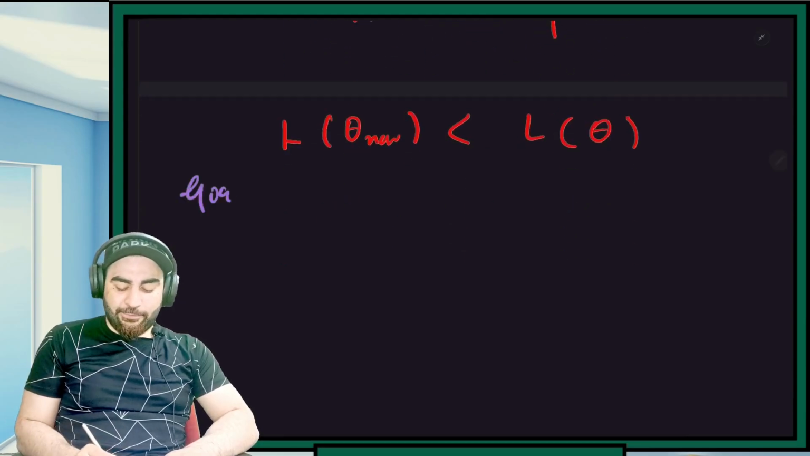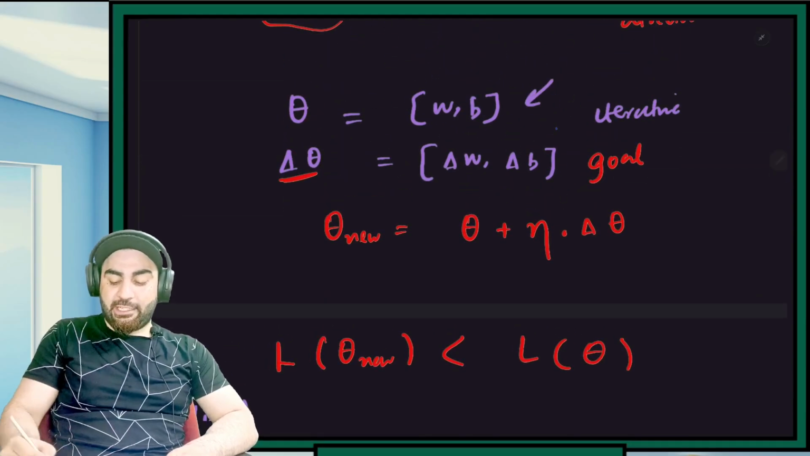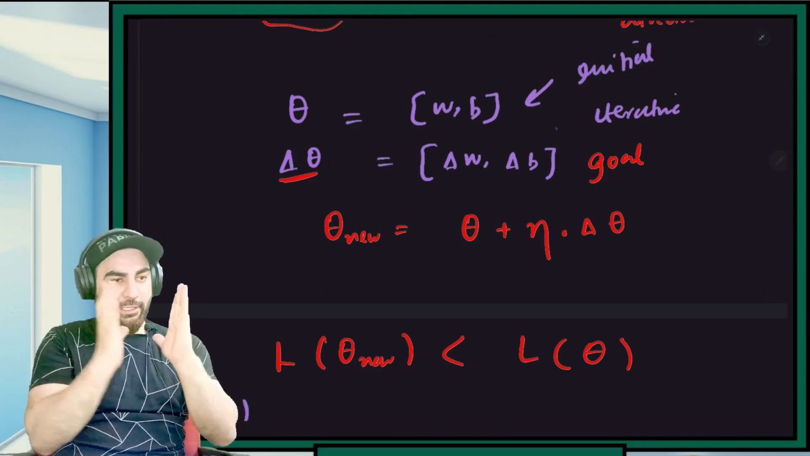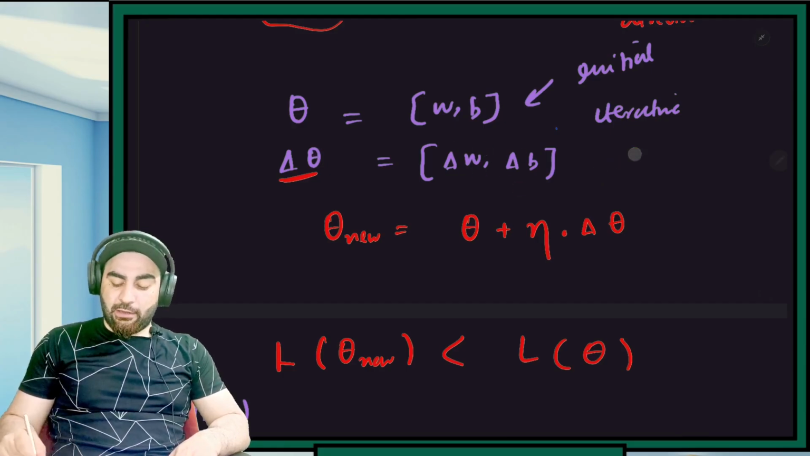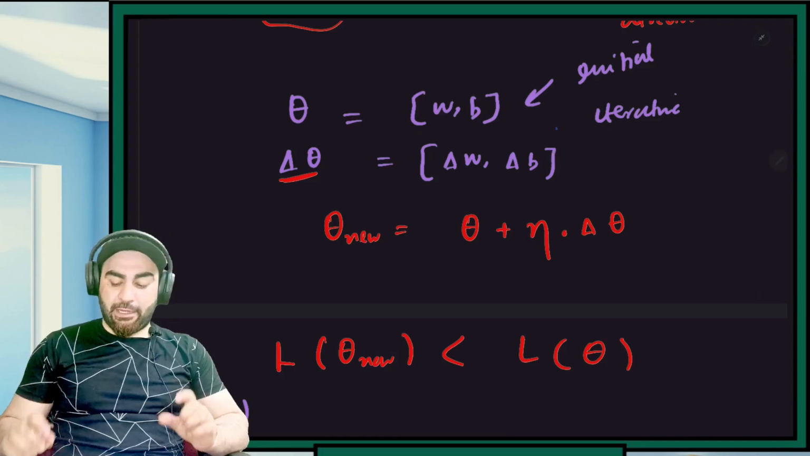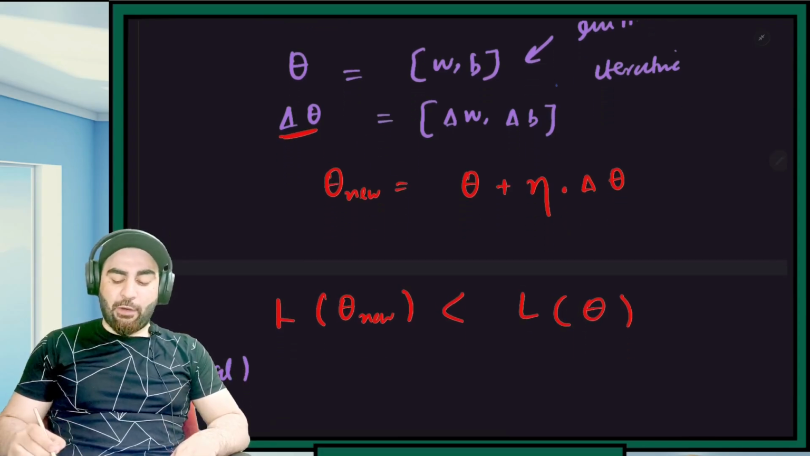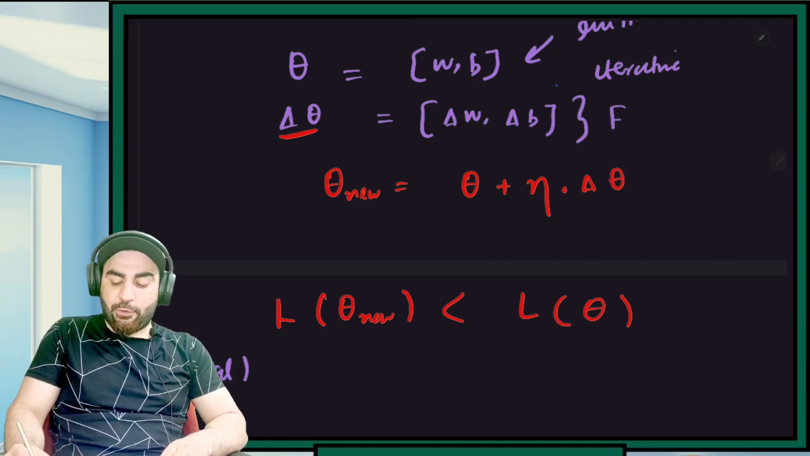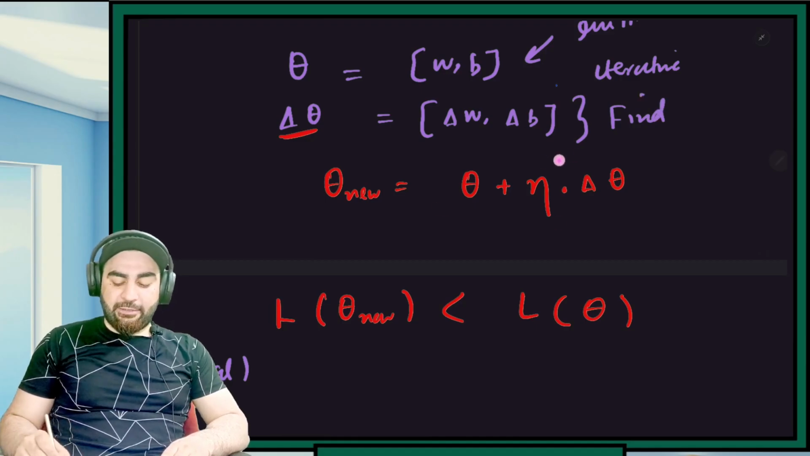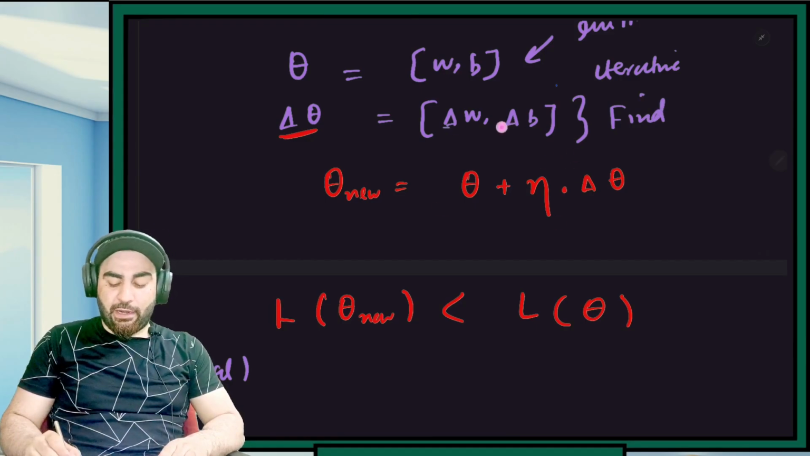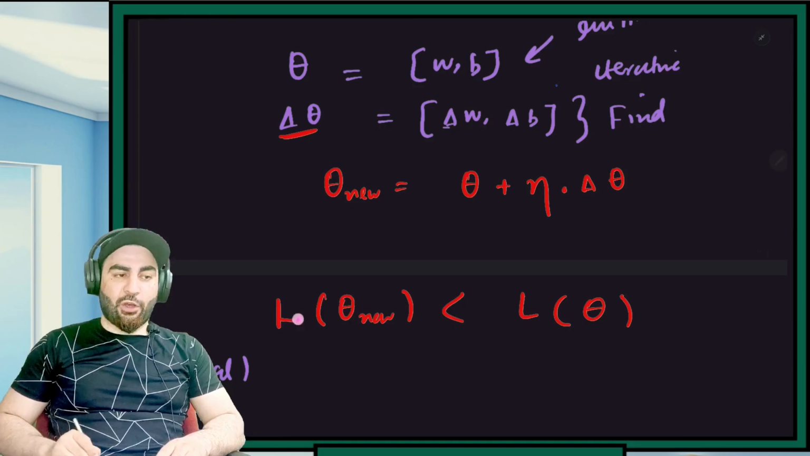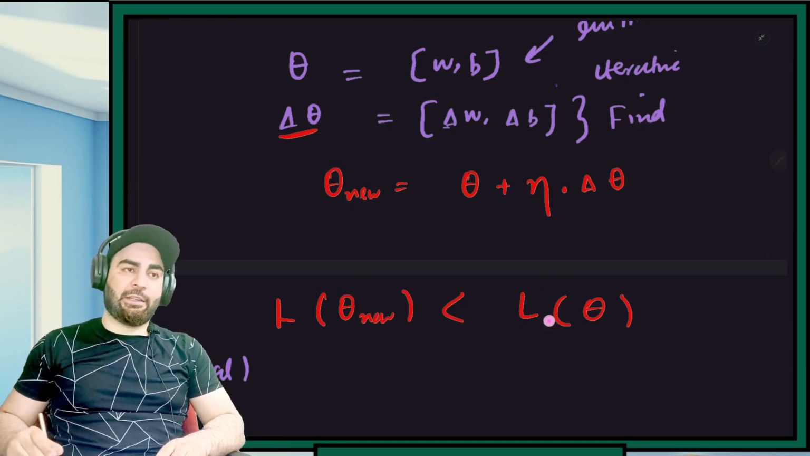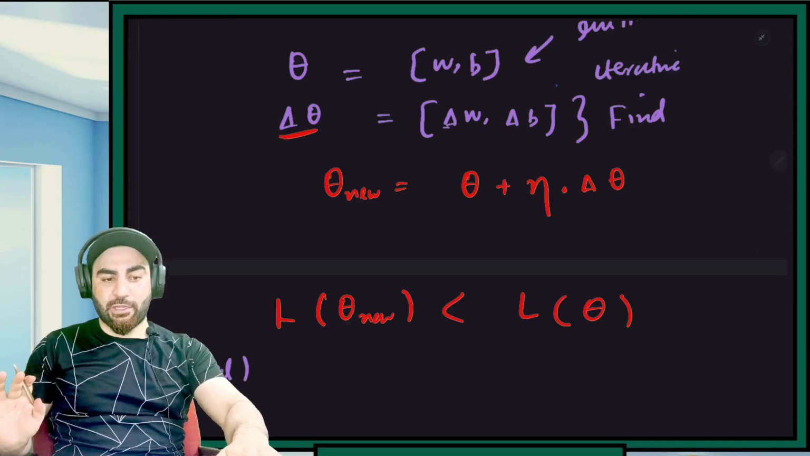Mathematically, I started with my initial weight and initial bias, and I have to do an update. This is my update step: delta w, delta b. I have to find this delta theta and add it, so that if I add delta w and delta b to the initial theta, I get theta new. This theta new will have a corresponding loss, and this loss should be less than the loss of theta. How many of you understood this? This is my objective here.